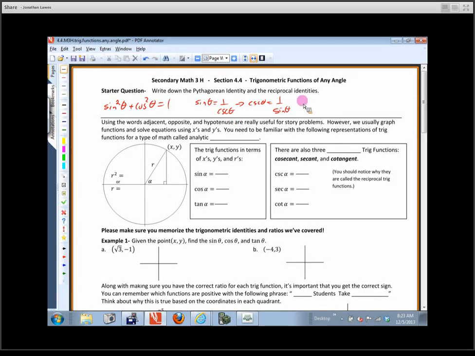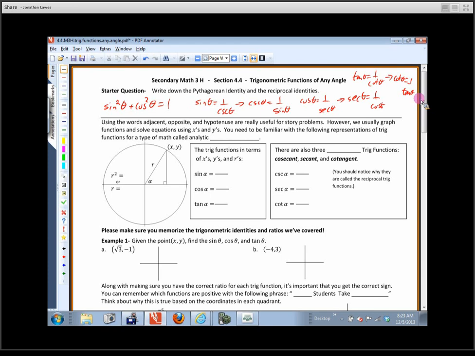Okay? The next one would be that the cosine of theta is equal to 1 over which one? Secant of theta. Okay? Or an equivalent statement would be, just switch the places here, the secant of theta is equal to 1 over the cosine of theta. Okay? And then, of course, the tangent of theta is equal to 1 over the cotangent of theta, or equivalently, the cotangent of theta is equal to 1 over the tangent of theta. Okay?